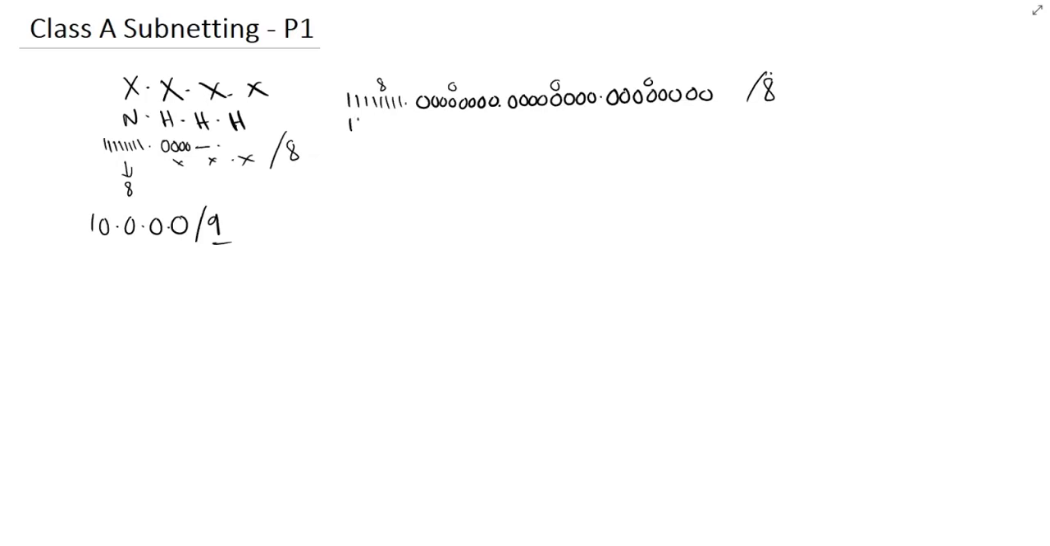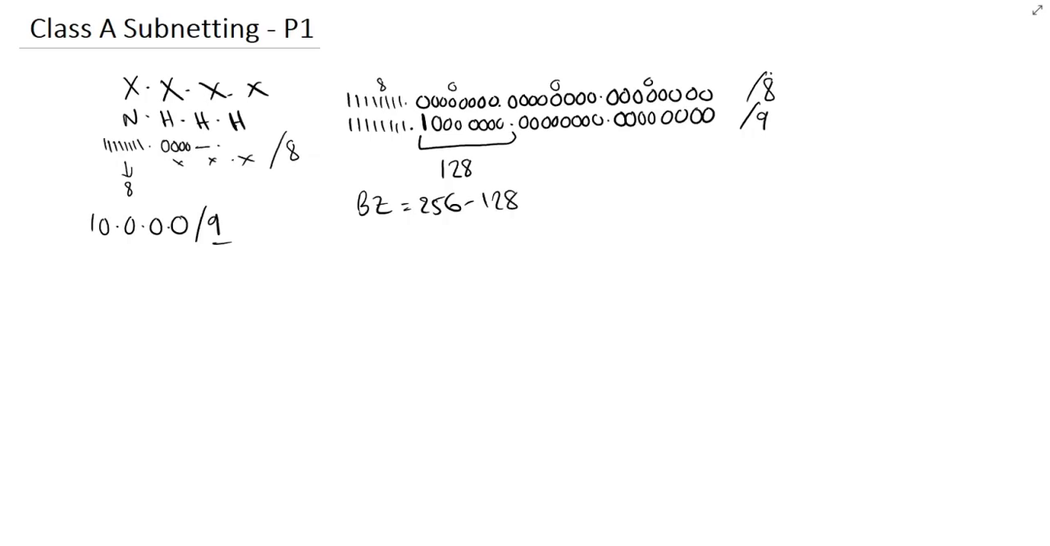But now we have 1, 2, 3, 4, 5, 6, 7, 8 plus another one borrowed from here. So the rest are all zeros, and that gives you /9. Means this is the subnetted octet. And if it's 1 and 7 zeros, that is in decimal 128. And for block size, we will have 256 minus 128, and that gives you 128. That means in this octet you will have a block size of 128.